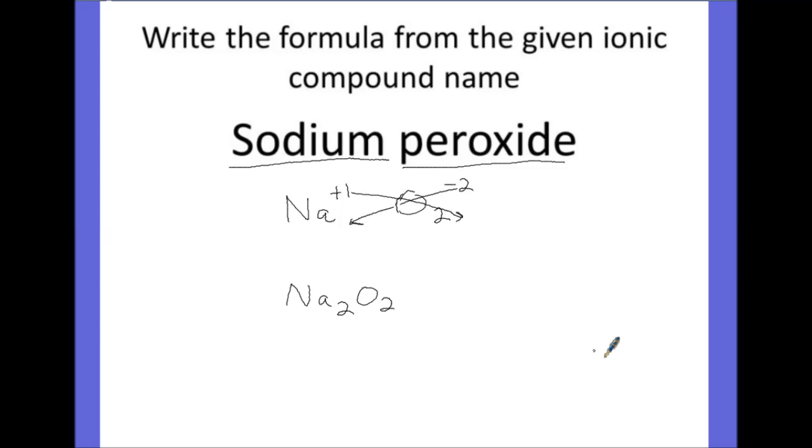Now, the one thing people will ask is, do I have to reduce this? And the answer is no, because if you get rid of this 2 on this peroxide ion, that's no longer peroxide. So you have to think, does this change the ion into something else? That little 2, remember, has to stay with that oxygen right there. So you cannot reduce this. So this is what the answer is. Sodium peroxide is Na2O2.